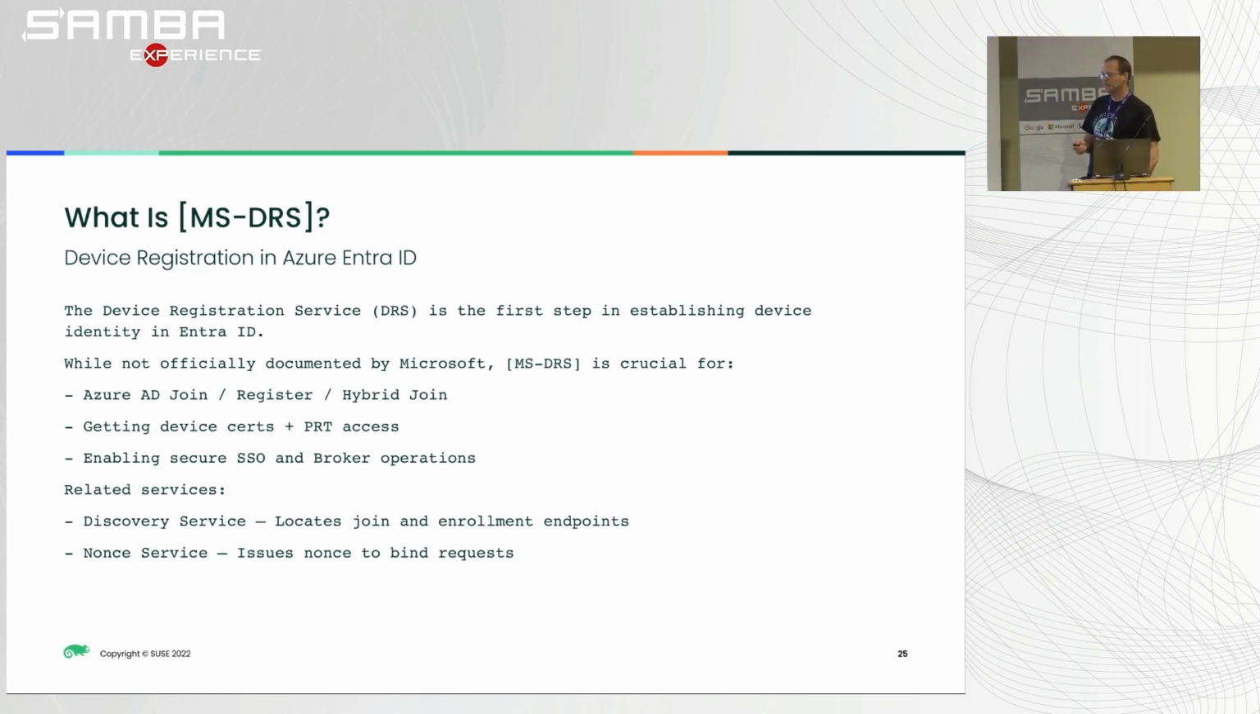There are a couple of related services. There's the discovery service, which tells you where all the URL endpoints are, and there's also a nonce service that you can discover. There's also a key registration service I didn't mention here, which is for Hello Key enrollment.